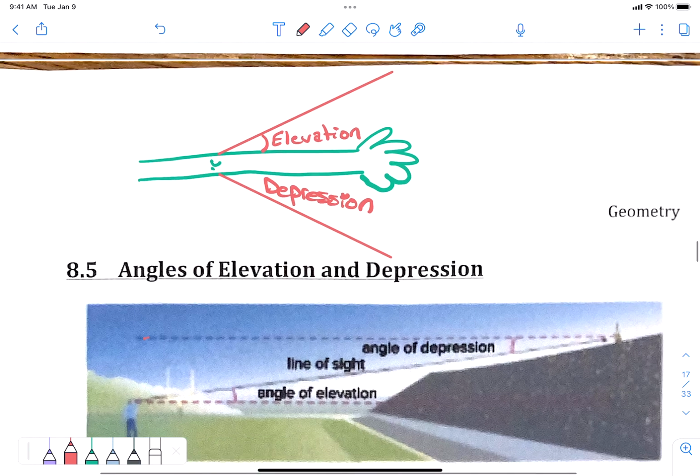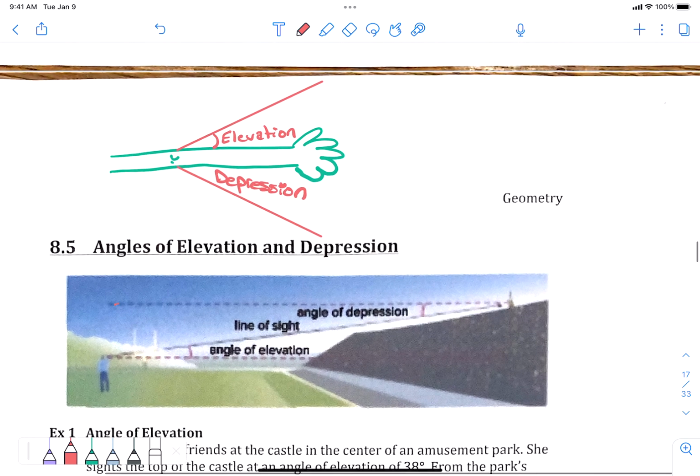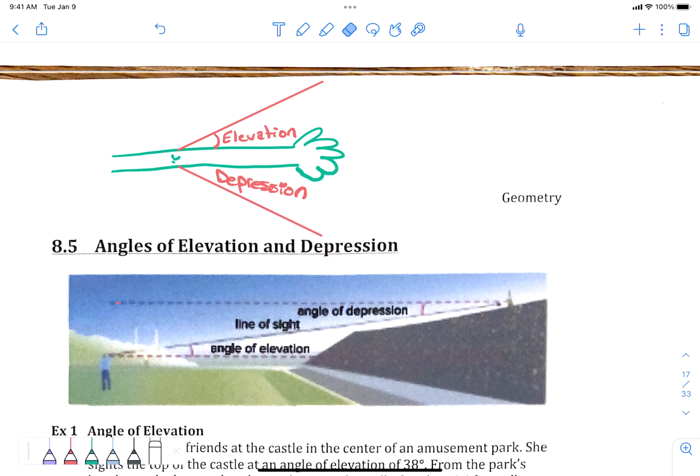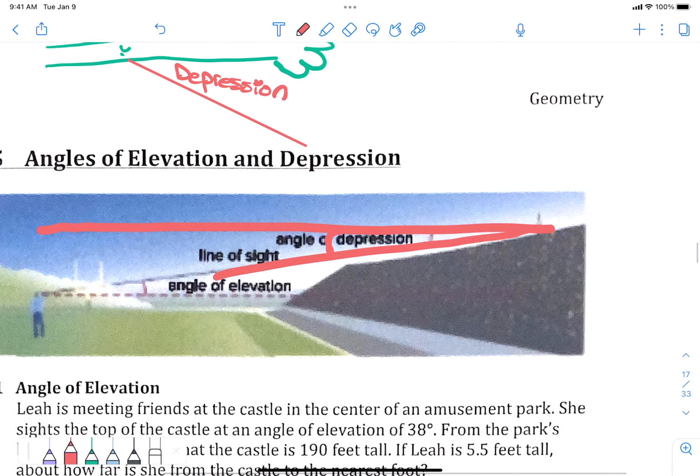Now, the difference between this diagram and the diagram that they give you right here at the top is that you have two different horizontal lines. So let's talk about that for a second. This horizontal line going across here, if we depress that down, here is my angle of depression. Versus you have a different horizontal line, the bottom one, and we elevate that up to make this angle of elevation, right?